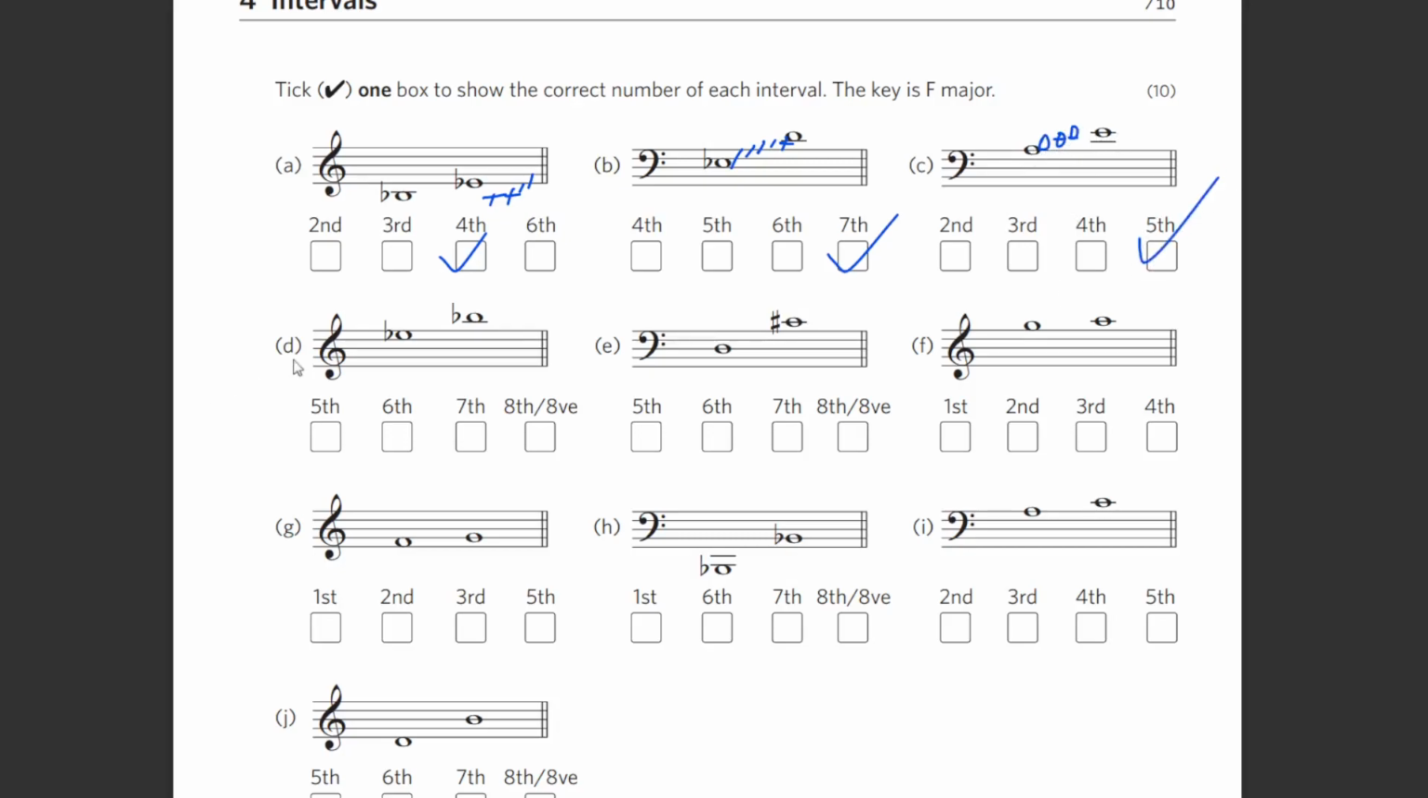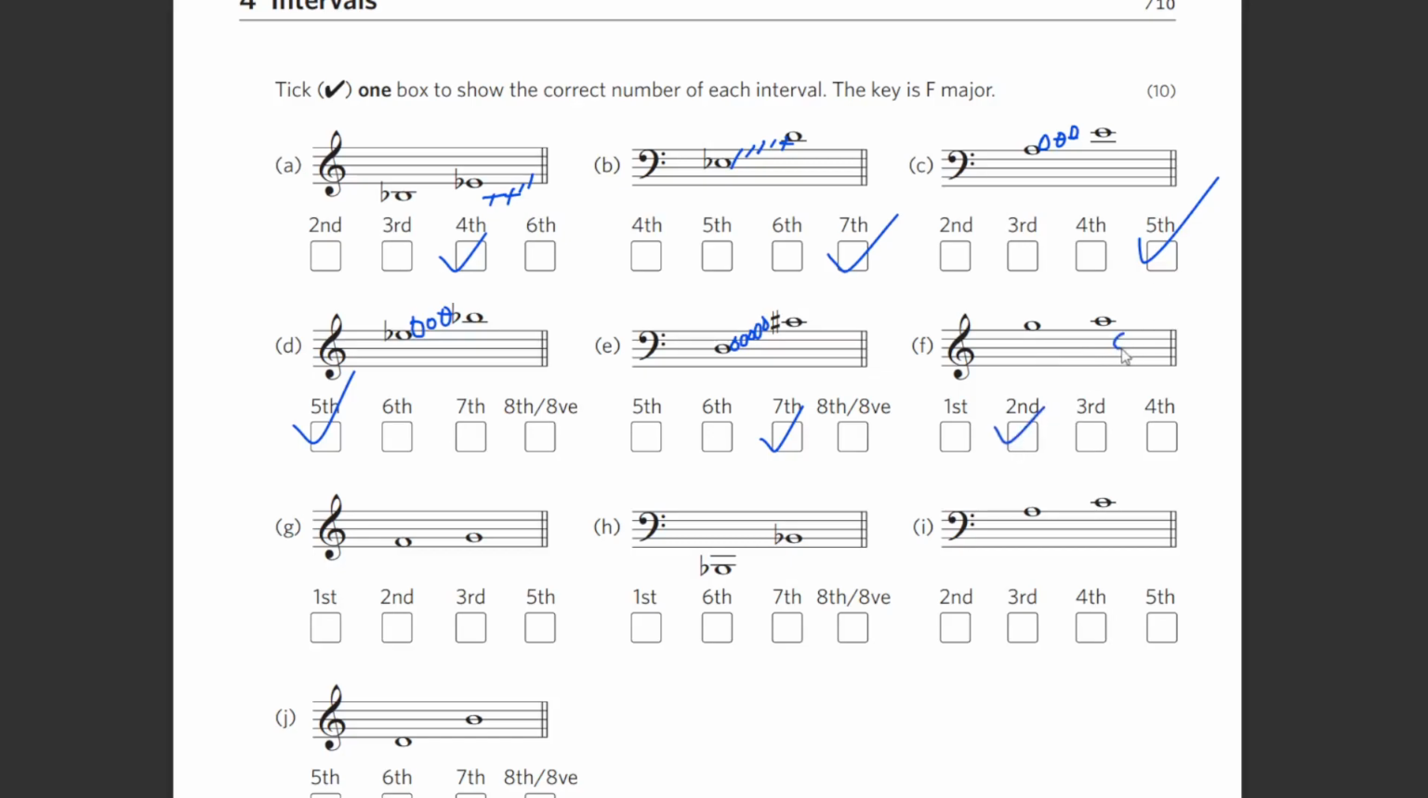G to D flat: G, A, B, C, D, 1, 2, 3, 4, 5. D to C sharp. D to D is 8, right? So 1 less than 8 is a 7th. Or you can do it this way: D, E, F, G, A, B, C, 1, 2, 3, 4, 5, 6, 7. Okay, then this is definitely a second.